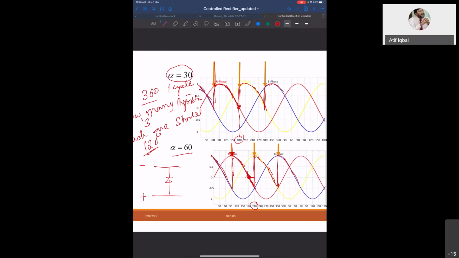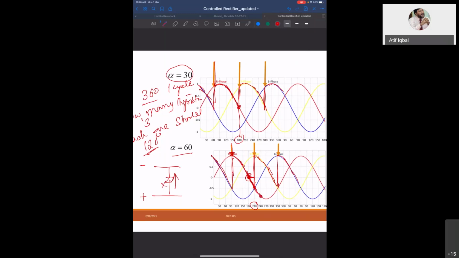So this will turn on. The maximum that we can go, if you have freewheeling, is up to 180 degree. We cannot go beyond that. But if there is no freewheeling diode, we can go more. You see, we have gone up to 210. Even we can go up to more than this.